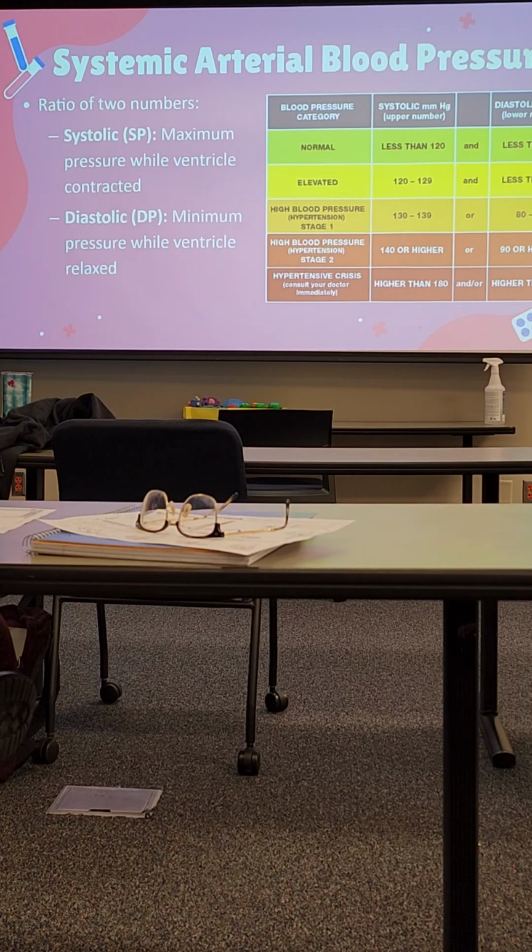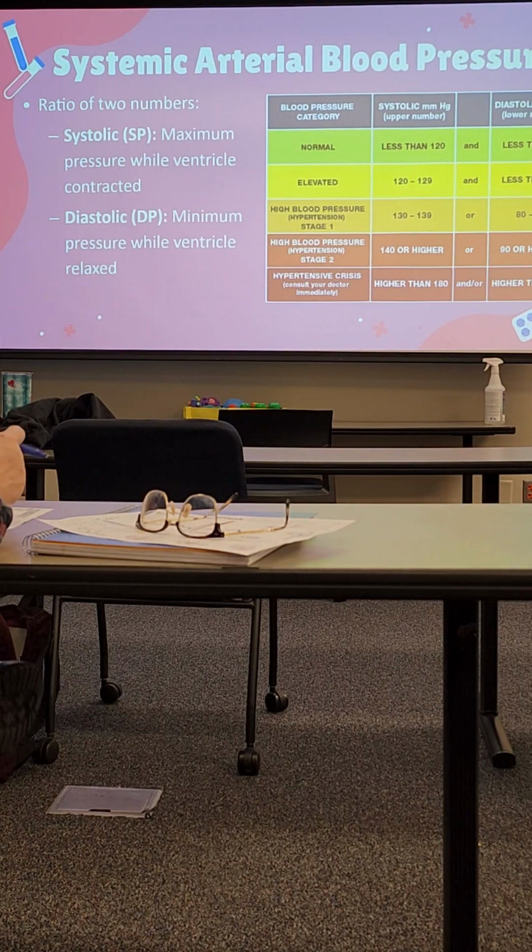Systemic arterial blood pressure is a ratio of two numbers. So you know how you go to get your blood pressure. Hopefully you're at now less than 120 over 80. That is what I mean by ratio. So now less than 120 and less than 80 is normal, which is kind of weird. Thank you, American Heart Association.